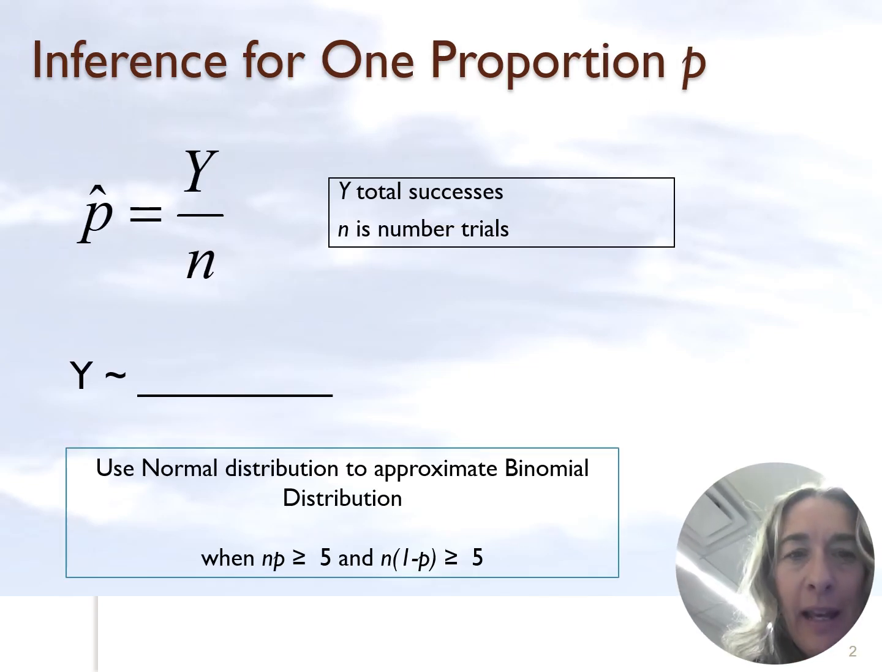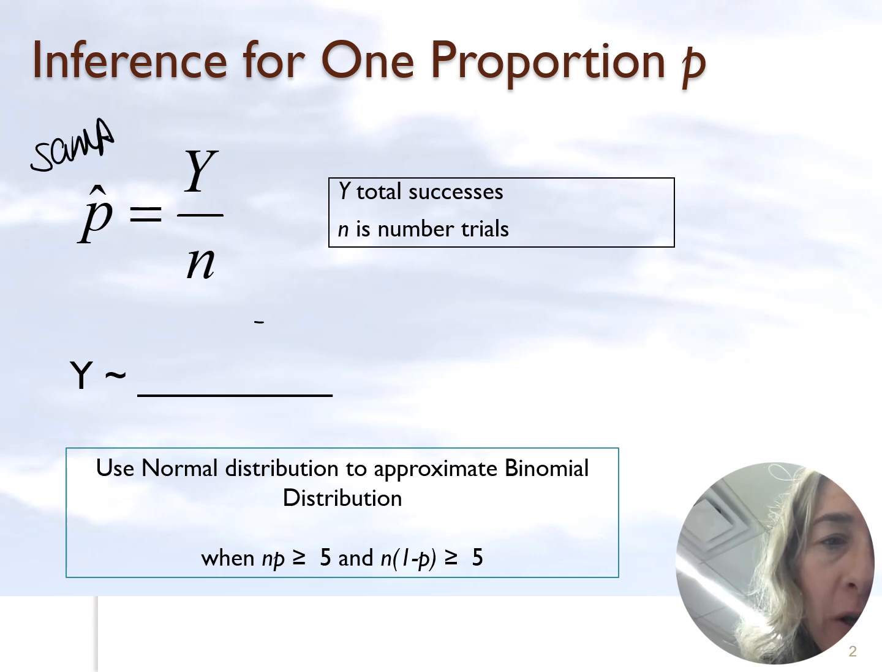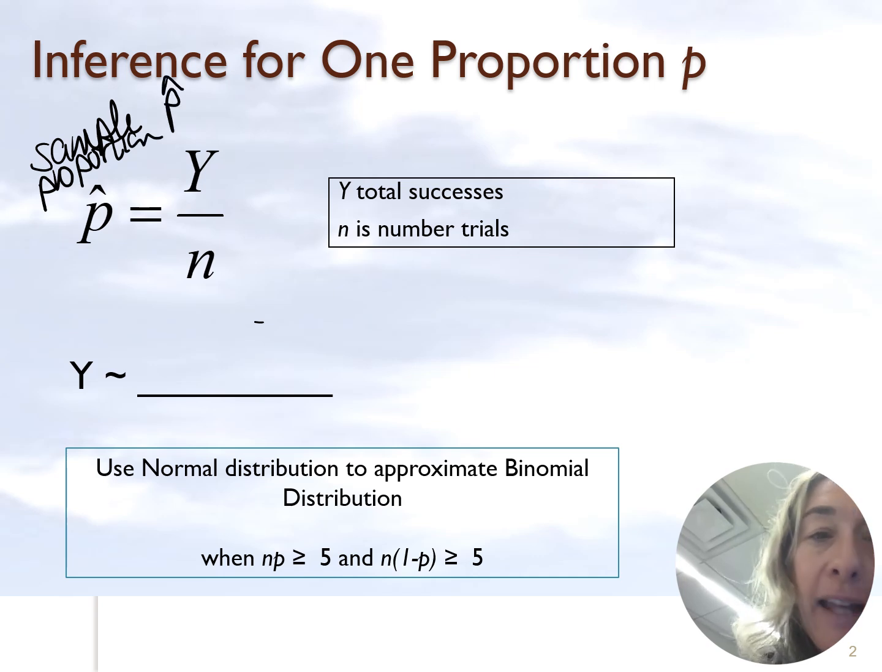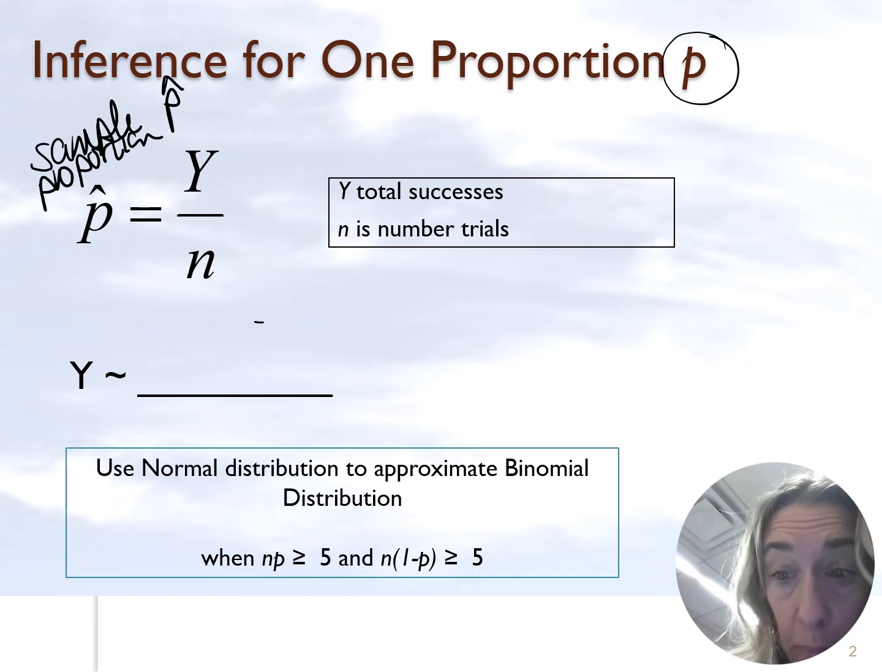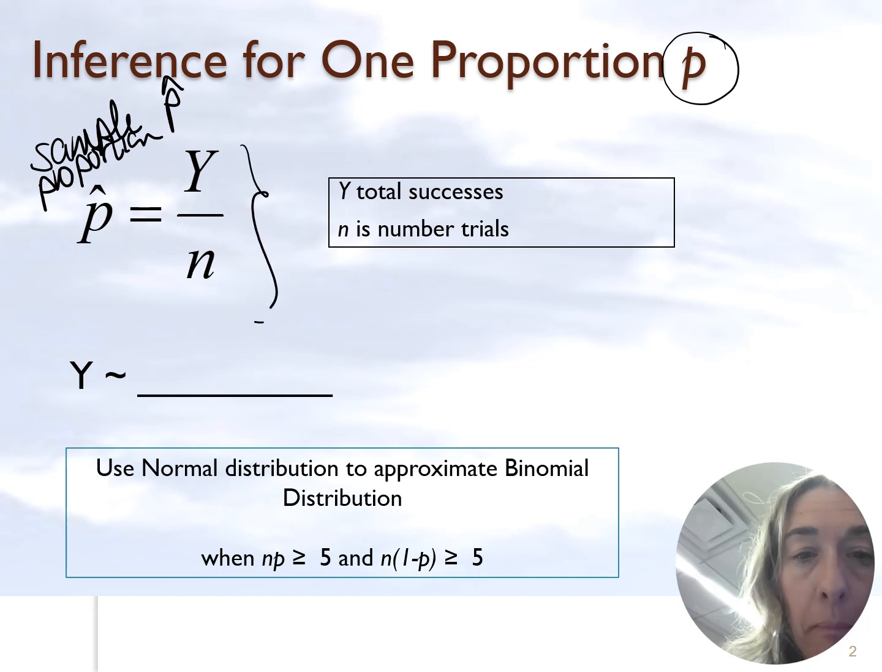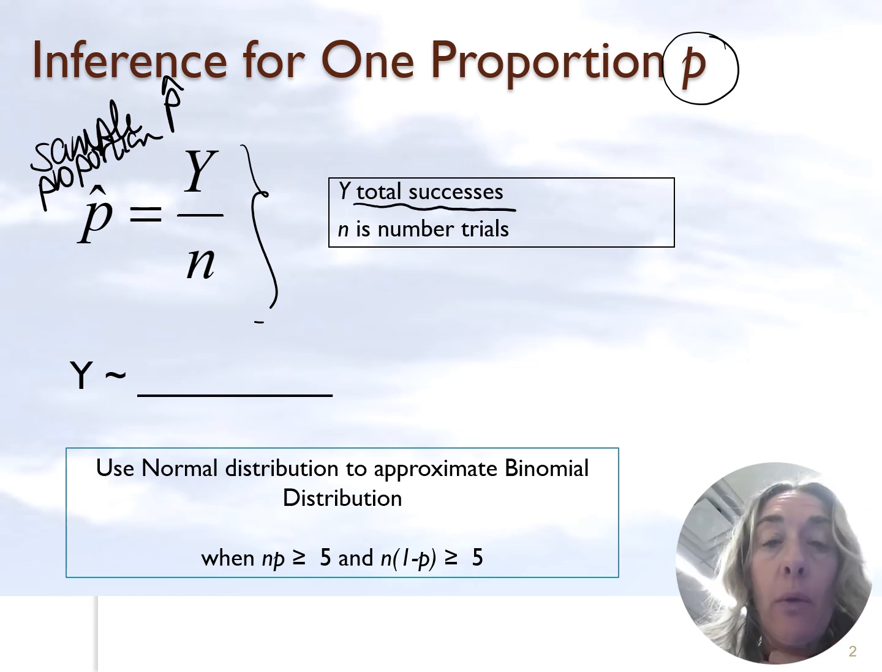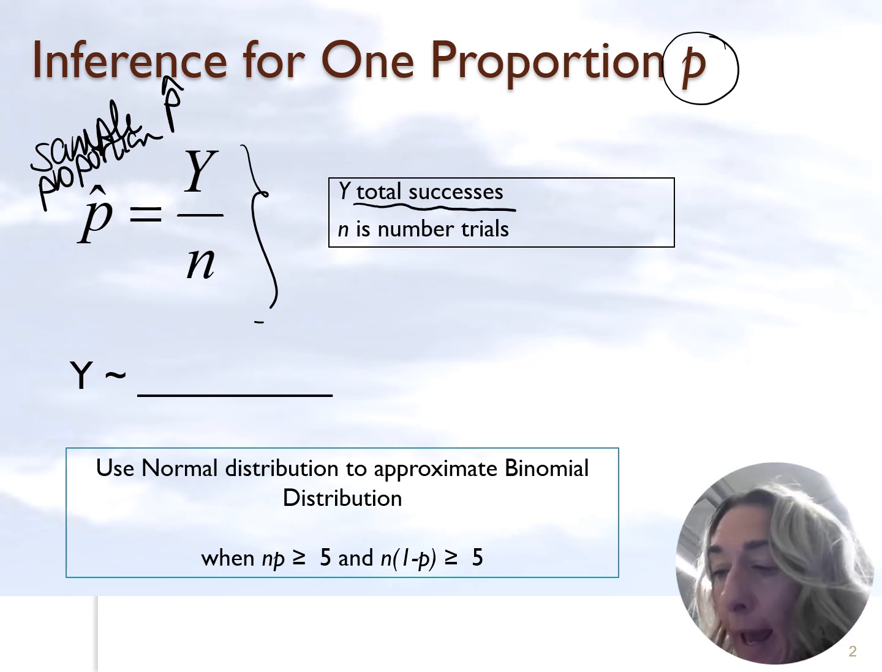Okay, this is our sample proportion. We call it p hat. It serves as a point estimate for our population proportion of p. p hat is calculated by taking y over n. y is your total number of successes, and you can think of it as a count.